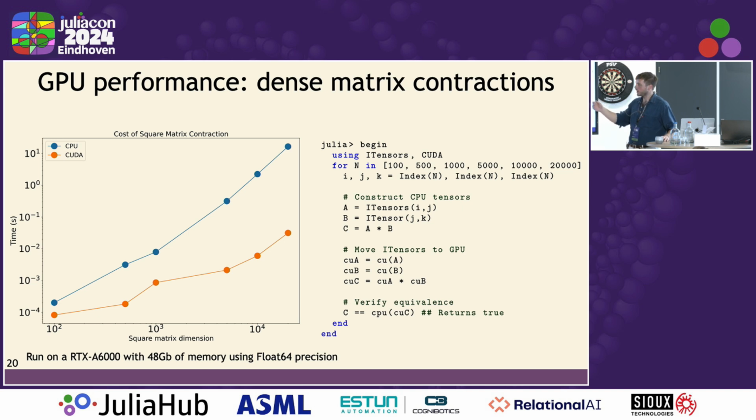And then I did it on a GPU, which is this RTX A6000, both with float 64 precision. And as you see, as you go from smaller to bigger contractions, you get a bigger speedup with GPU. So this is great, right? We can use GPUs and we can do contractions, but tensor algorithms are more complicated than contractions alone.